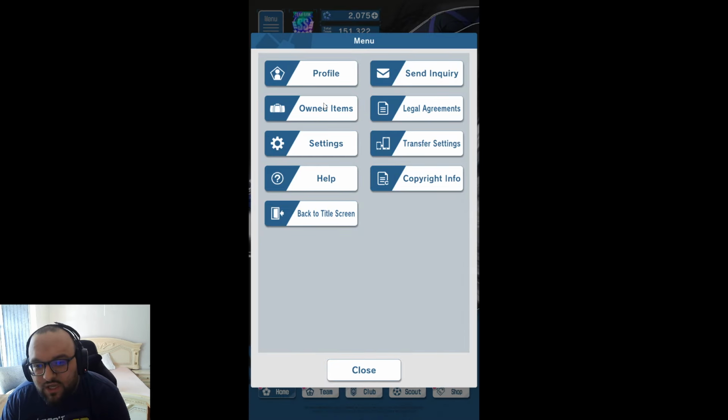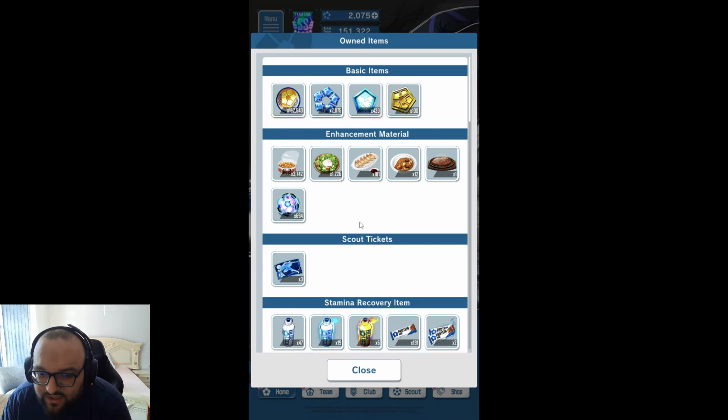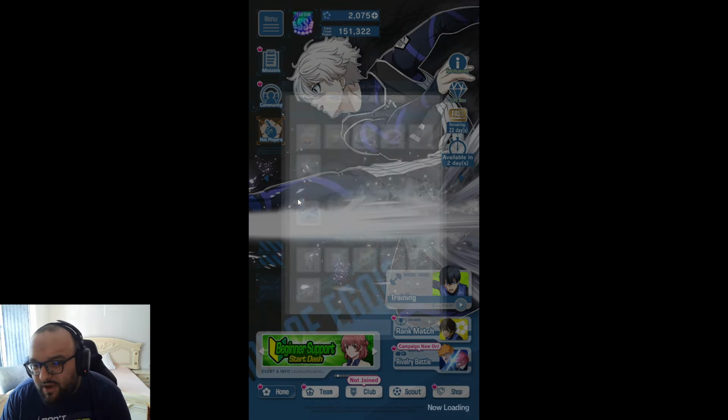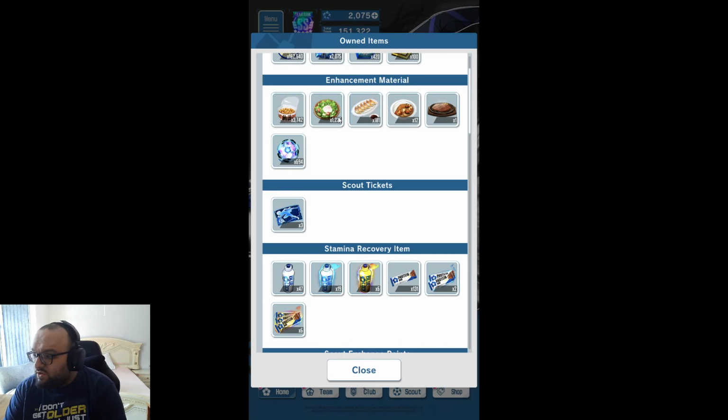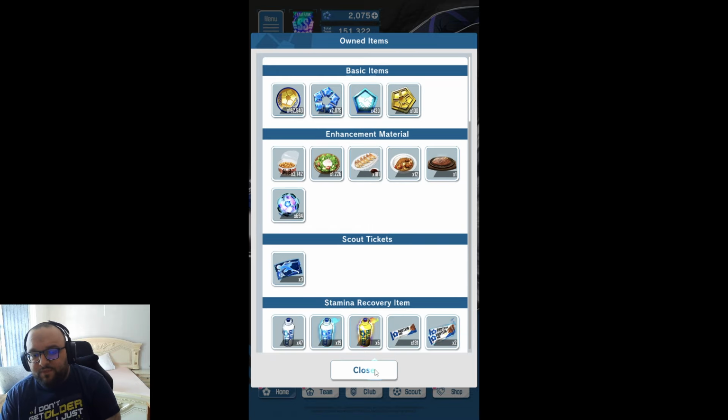A bunch of you have actually asked a question around some of these tickets as well. So if you go into the owned items and come down into here, these are currently bugged, so do not worry. I know a lot of you are going to be like, why can't we use them? For some reason, we can't use them at the moment. They seem to be a bug around them. Don't stress too much about it.